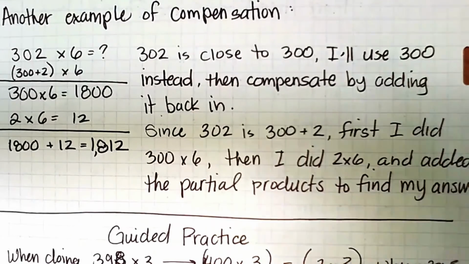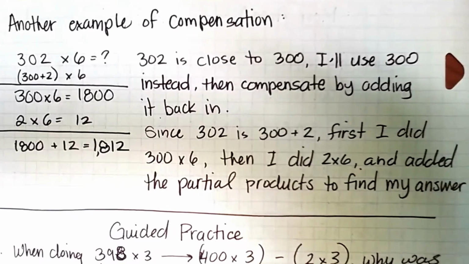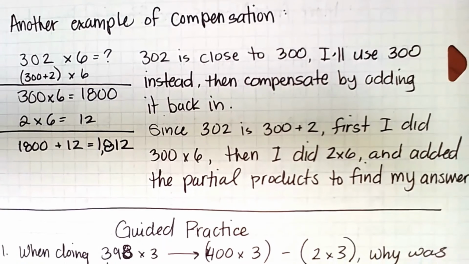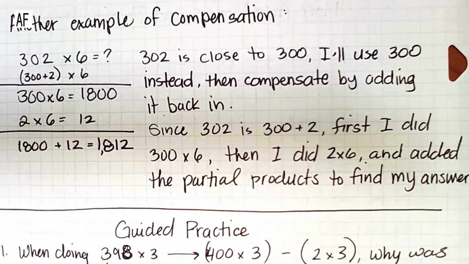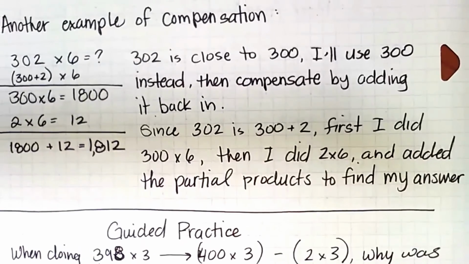So if I did 302 times 6, this one is going to work a little bit differently than the other one. The one we just did on the previous page, 398, we added to it to make it 400. For 302 times 6, I'm going to take some away from my actual number. So if I'm taking some out at the end, I need to put it back in. If I put in extra in the beginning, I need to take that extra back out.